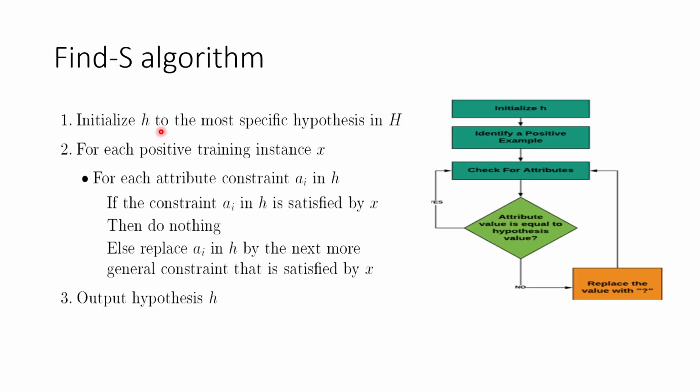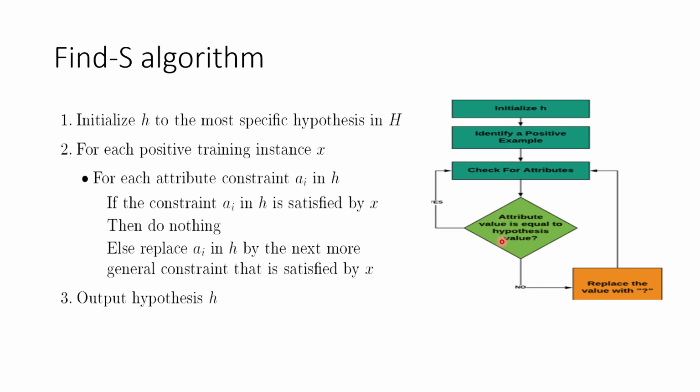The algorithm works like this. First, you initialize with the most specific hypothesis, that is all zeros. The number of zeros depends on the number of attributes. You consider only the positive examples. For each positive training instance x, for each attribute constraint ai in h, if the constraint ai is satisfied by x, then do not do anything. Otherwise, you replace it by a question mark. You repeat it for all the cases.